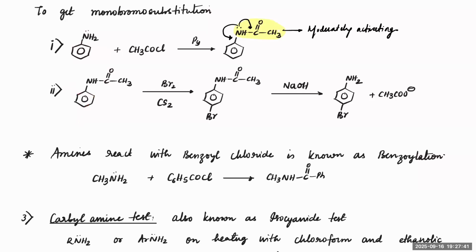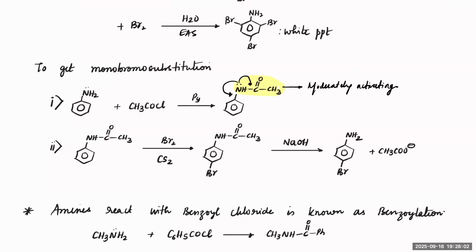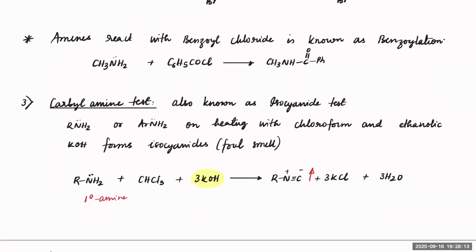Since it is moderately activating, you cannot have 2,4,6 substitutions. You will only have one substitution. Let's say that one substitution is at the para position here. And thereafter, again, you add NaOH. This OH minus will attach here. This bond will break. Again, you will get back to NH2. So, which means here you are not able to control bromine substitution. Here, this is a method to control bromination. So, if you want only one bromine to be formed, then this is a better method to do. Right. Next.